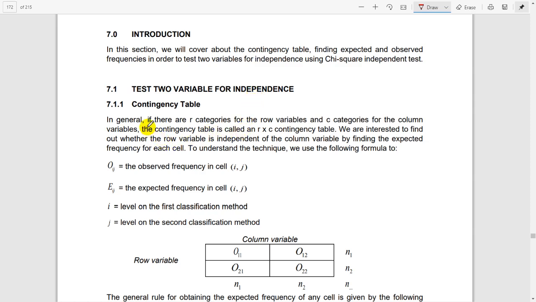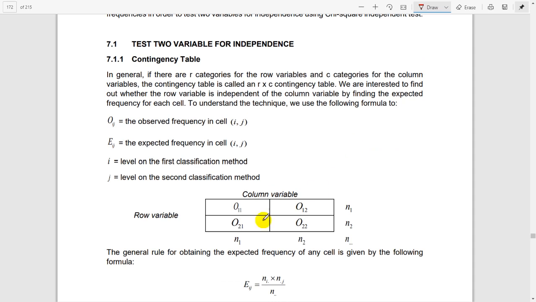Okay, so for the test for independence, we must have the contingency table. For this contingency table, since we are learning online, doing the online PMP, I think there's no problem for you to make the contingency table. You can use Excel or write it out, no problem. So in general there are R categories for the row variable and C categories for the column. Okay, so first we have the row variable, and then the column variable. Alright, so in this part we divide into O and E.